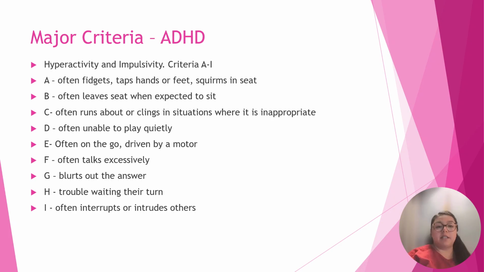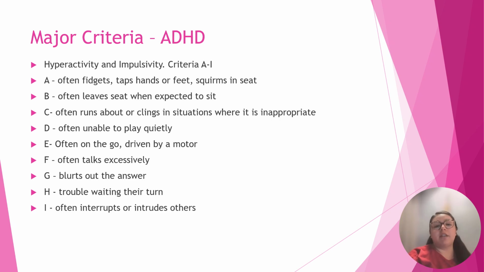Oh, and then criteria G goes into the impulsivity aspect. So this person may often blurt out answers before the question is actually completed, and they may just finish the thought and then go into the next portion. So they're just blurting out the next portion.